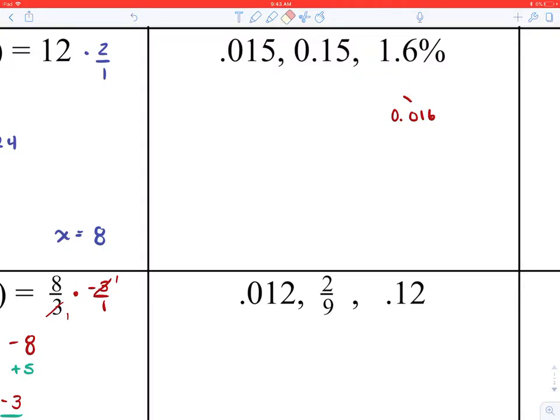So again, I just took that decimal and moved it over 2 places to the left, and that turns any percent into a decimal. And then since these are already decimals, we can just keep them as they are.